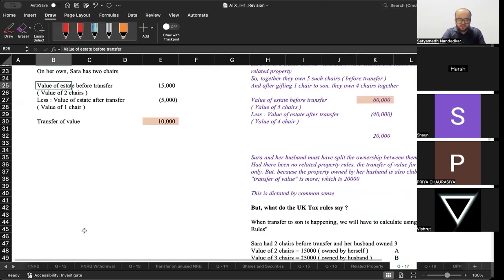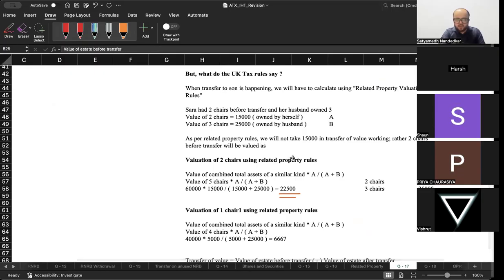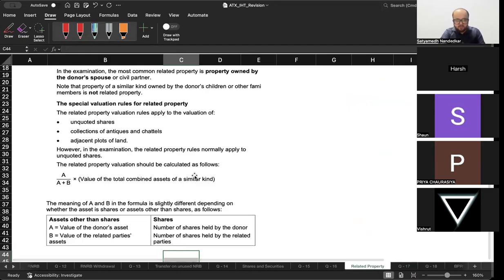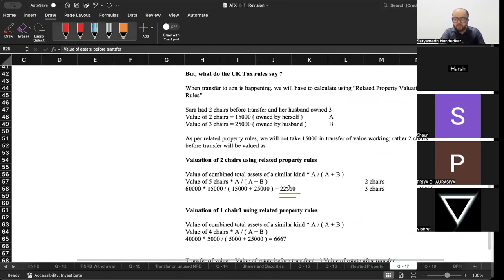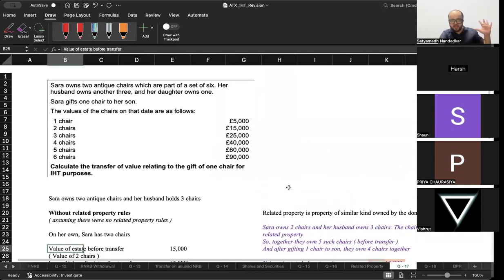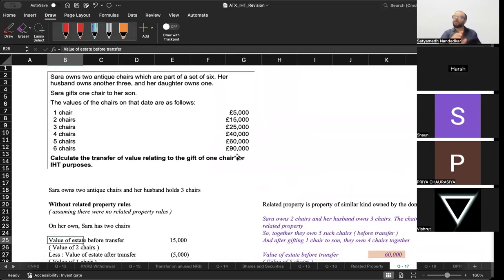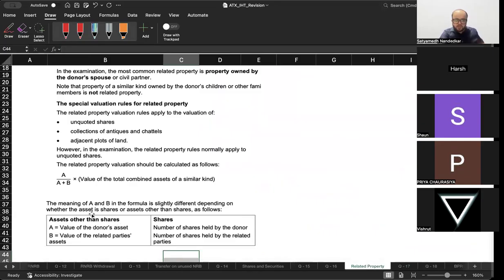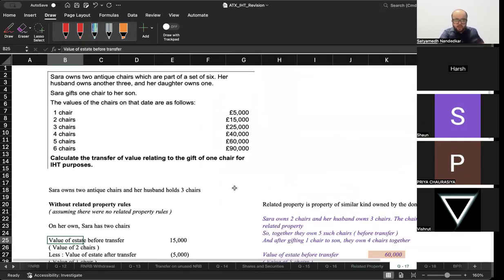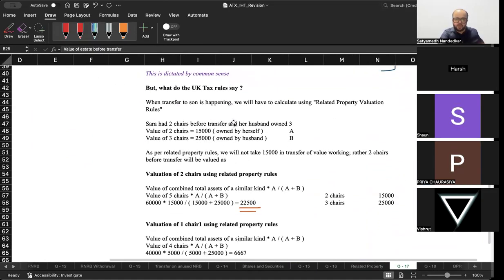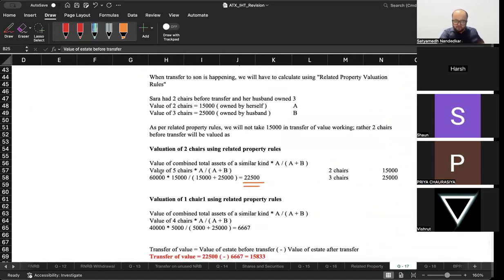वैल्यू ऑफ एस्टेट बिफोर ट्रांसफर कैसे आएगा? Value of two chairs using related property rules. Value of combined total assets of a similar kind. कंबाइंड टोटल असेट्स ऑफ सिमिलर काइंड मतलब पांच चेयर का वैल्यू. पांच चेयर का वैल्यू कितना है? 60,000. 60,000 into A upon A plus B. What is A? A is value of donor's asset, B is value of related party का asset. डोनर का asset है दो चेयर which is 15,000. रिलेटेड पार्टी हस्बैंड का 25,000. So how will you calculate the value of two chairs? Value of two chairs will be 5 into 15 upon 15 plus 25, 22,500.